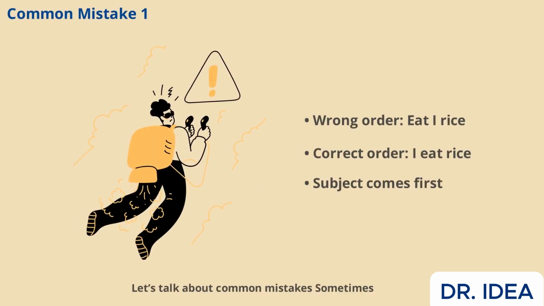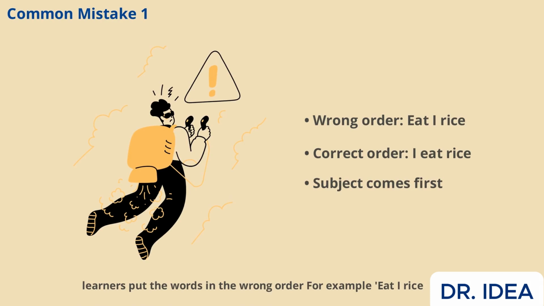Let's talk about common mistakes. Sometimes learners put the words in the wrong order. For example, eat I rice. This is not correct in English. The correct order is I eat rice. Remember, English is not like some other languages where the order can change. In English, the subject always comes first, followed by the verb, then the object.